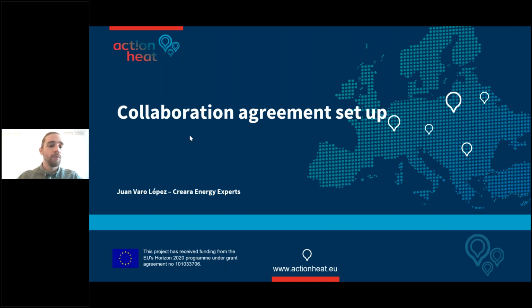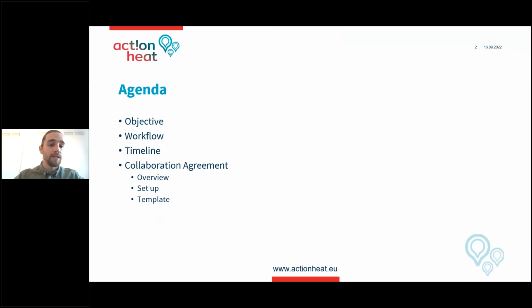First of all, today we'll cover the agenda, which basically will go over the objective of the collaboration agreement. Then we'll go on to the workflow to see how this will be set up, providing also a timeline that applicants can check to know when the consortium should be replying. Also, we'll go over the collaboration agreement itself with an overview first, then the setup process, and we'll finish by looking at the template, so you can get familiar with it.